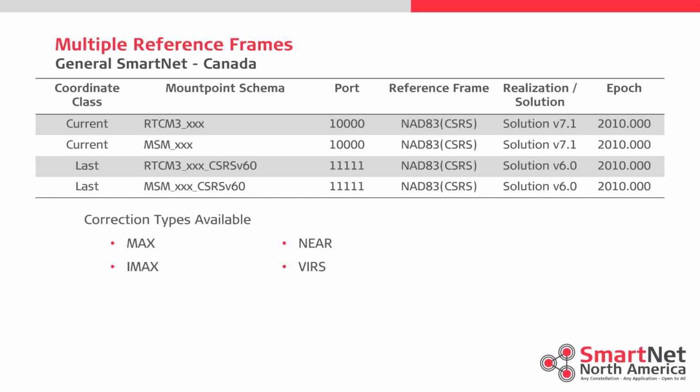So if you need to use the old mount points, you will need the old coordinates, you will need to make sure you choose one of these mount points. For both MYCS1 and CSRS v6, these mount points will be deprecated on the release of the spring 2020 adjustment.